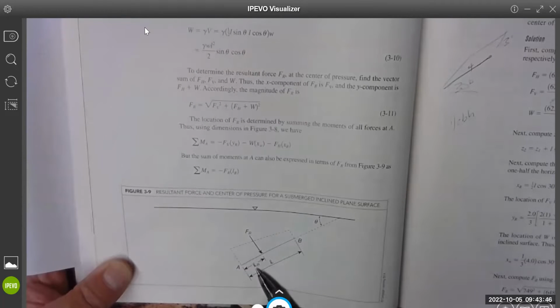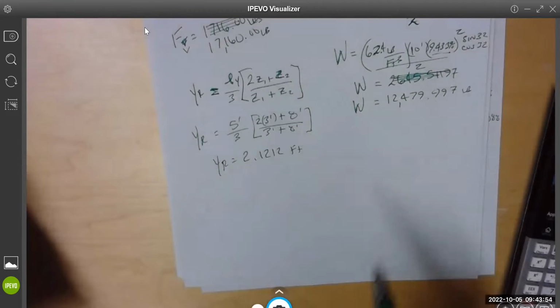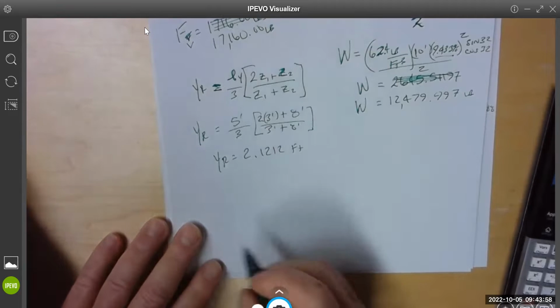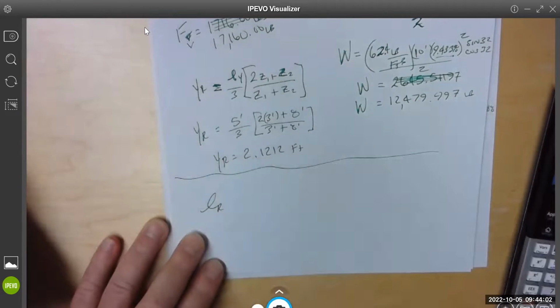That's not even telling us the depth of it. I mean, we know that's just... No, it just gives us the length up the hill, right? Yeah. Wow. All right, so I'm gonna write it out. This is for L, the length to the resultant, I guess you would call it.